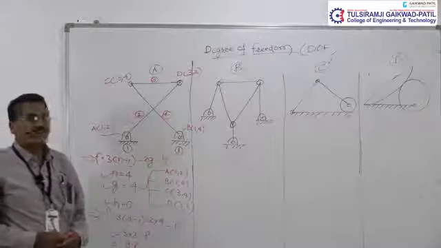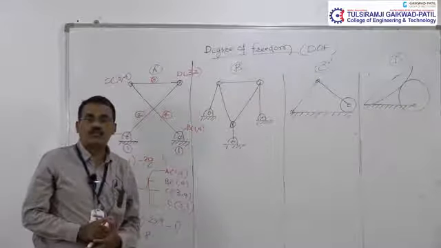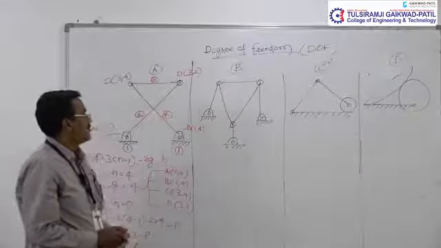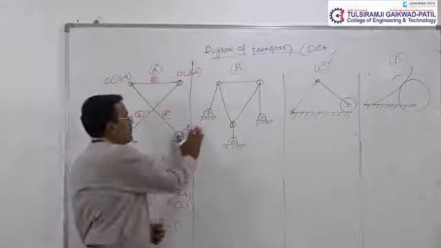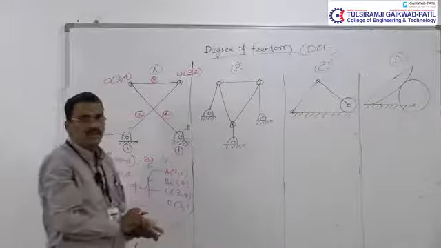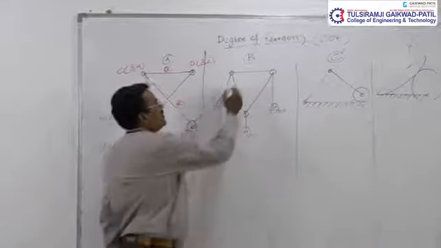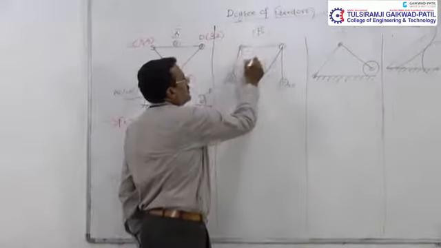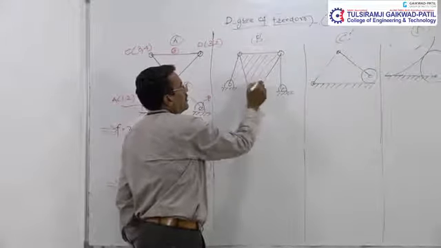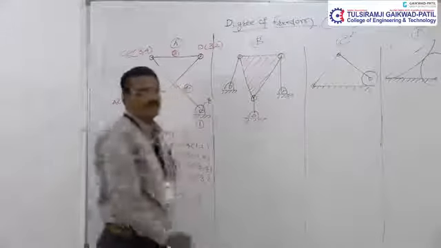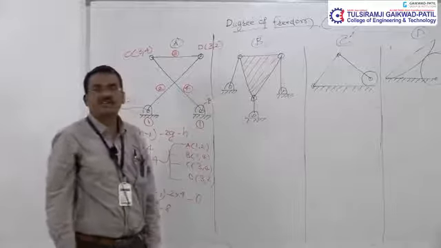This is about the numerical A, where the value of degrees of freedom is equal to 1. Let us check what is the value of degrees of freedom in the numerical B. For this particular numerical, it is somewhat of a typical type where there is a triangular link. This is the triangular link. Let us check how many links are present.